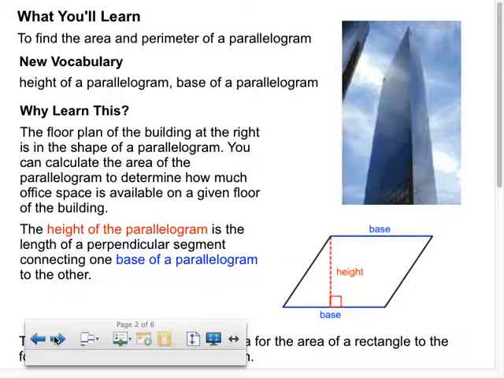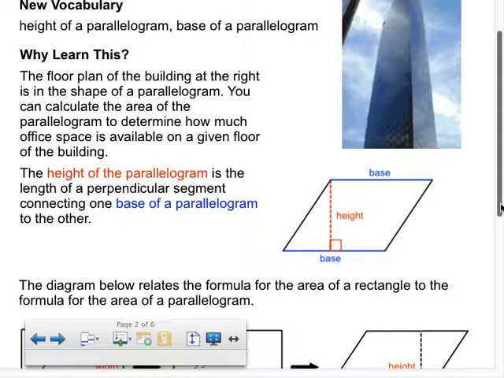All right, so let's take a look. If you know how to find the area of a rectangle, then finding the area of a parallelogram is pretty easy. So first we need to identify the key things to look out for in a parallelogram. First, you've got to know what the height of the parallelogram is. You can't find the area of a parallelogram unless you know the height of it. Okay?